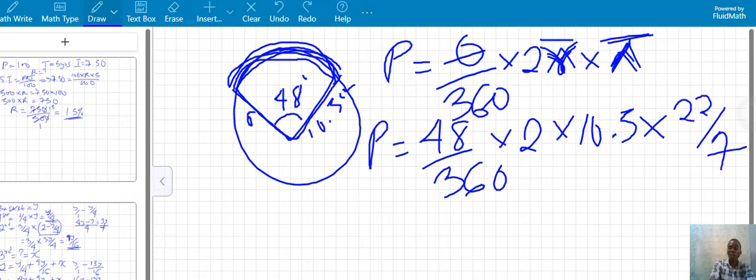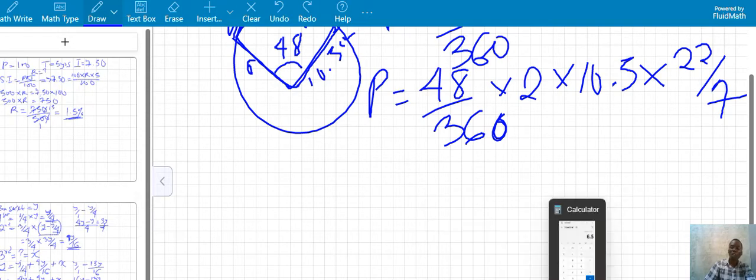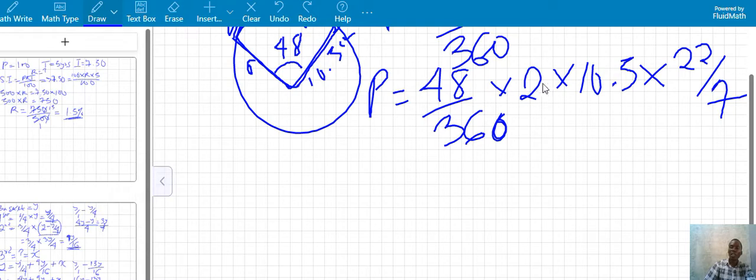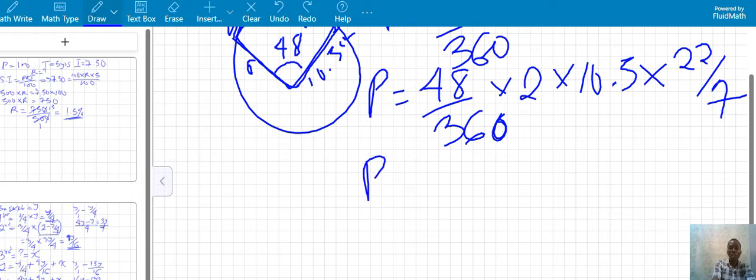So when we simplify this, we are going to have 48 times 2 times 10.5 times 22. Since you are in an examination condition, you just do it straight. Punch your calculator straight, which you will be provided with, and you get your answer. Then move straight to the next question. You don't have to waste time on this question. That will give us 22,176.